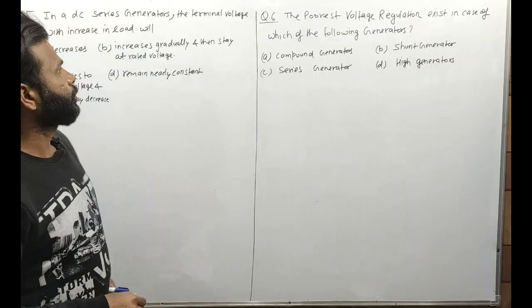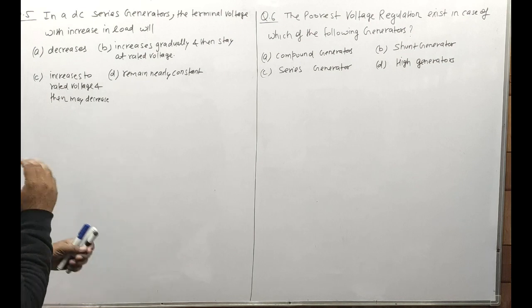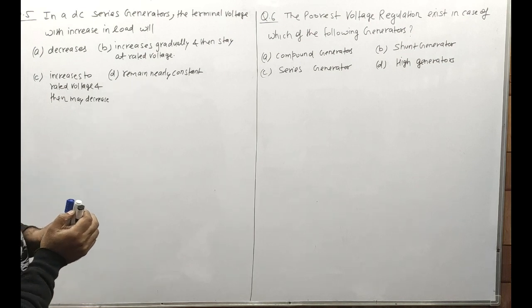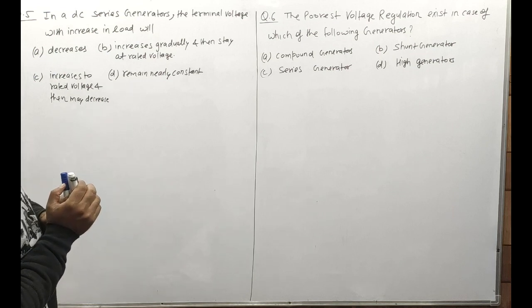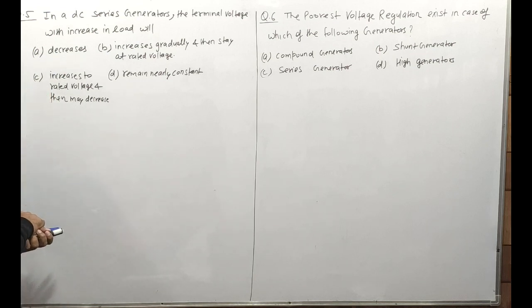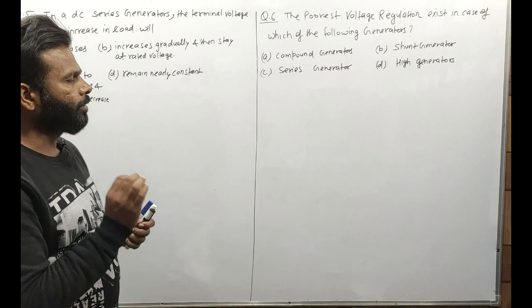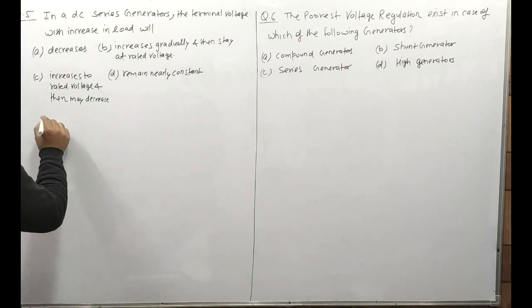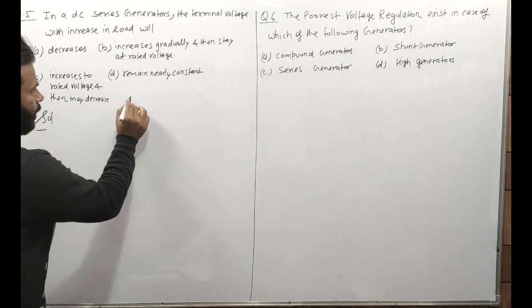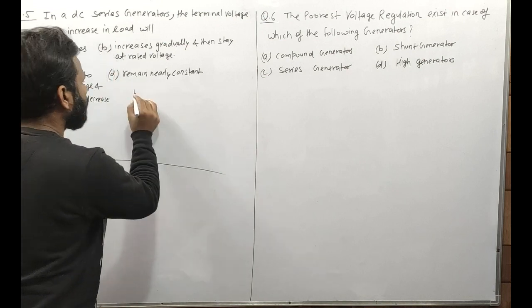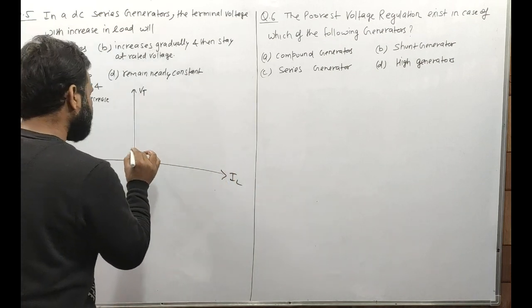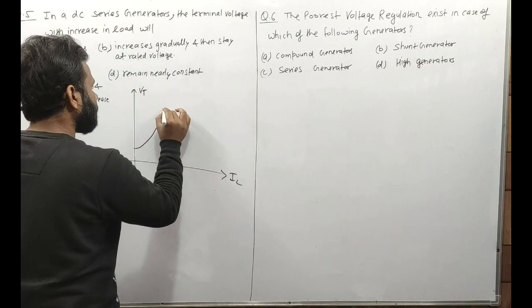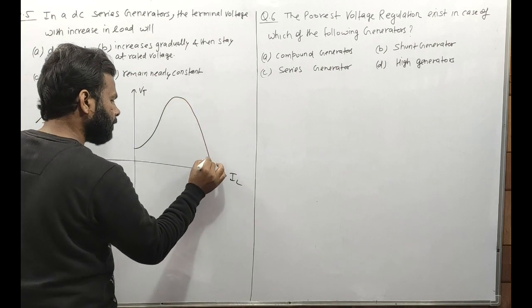Now fifth or sixth question देखते हैं. In a DC series generator, the terminal voltage on load will decrease, increase gradually and then stay at rated voltage, C option है increases to a rated voltage and then may decrease, और last option है remain nearly constant. तो अगर हम जो DC सीरीज जनरेटर है उसकी एक्सटर्नल कैरेक्टरिस्टिक को प्लॉट करें, then VT versus IL characteristic, the curve is like that.